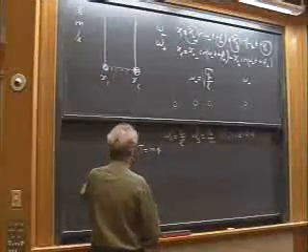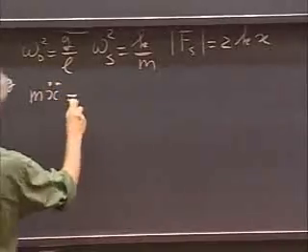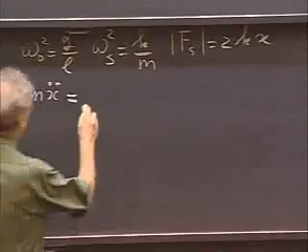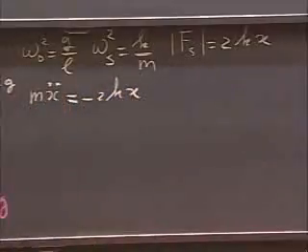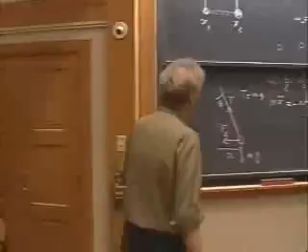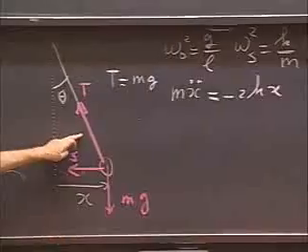So, Newton's second law: m x double dot equals. Now there are two forces that I have to take into account. First, the spring force, which is minus 2kx. And then I need the horizontal component of the tension. Remember, that's the only one that is important here, which is T sine theta.